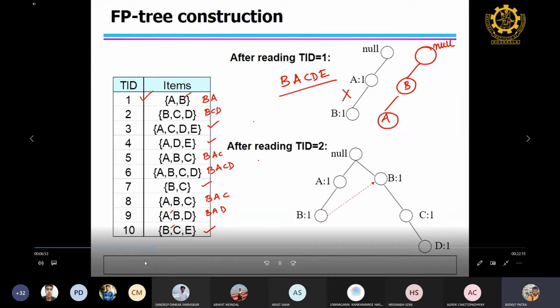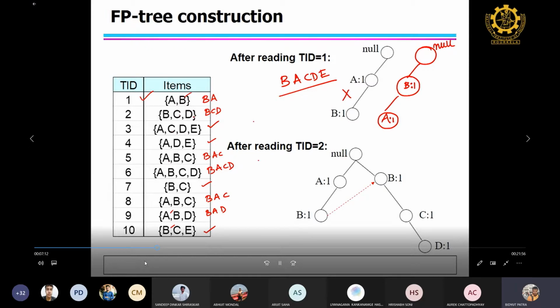This seems to be wrong. Okay, so then what you have to do is write B along with the support of B. Support of B means, at that moment, how many B? It is only one transaction. So B is 1 and A is 1.